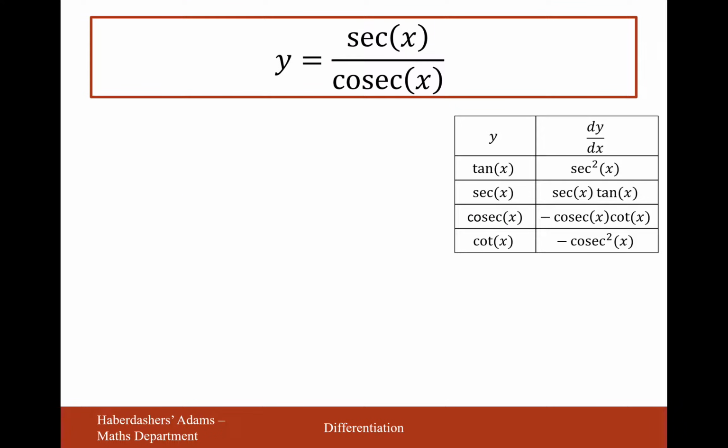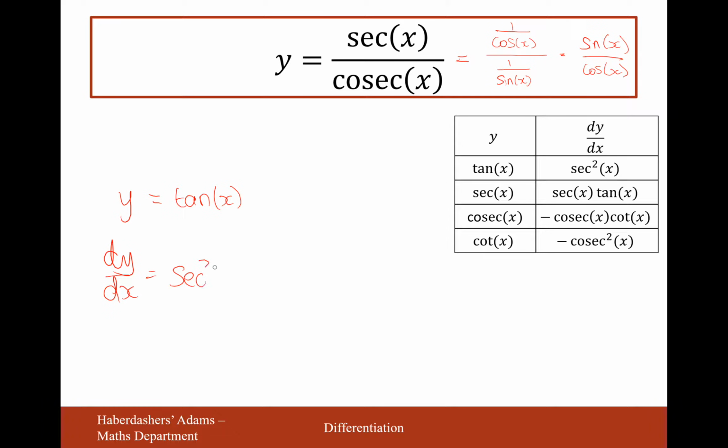Moving on to the next one. Now the next one's a little bit of a cheeky one here. We could think of this as 1 over cos, divided by 1 over sine. And actually this is equivalent to sine over cos, which is equivalent to tan. So effectively what we're doing here is we're just now differentiating tan. So you can always just manipulate your trig functions to help you with your differentiation if you need to, just like I am here, to make life easier for yourself. Differential of tan is sec squared, and that's our answer.